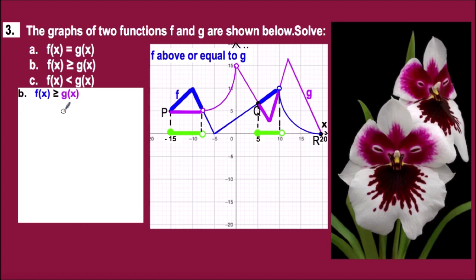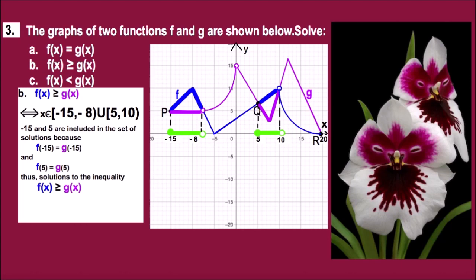Thus, f of x is greater or equal to g of x is equivalent to x belongs to closed interval negative 15, negative 8, open at negative 8 because we have a hole there, united with closed interval 5, open interval 10 due to another hole. Negative 15 and 5 are included in the set of solutions because f of negative 15 equals g of negative 15, and f of 5 equals g of 5.